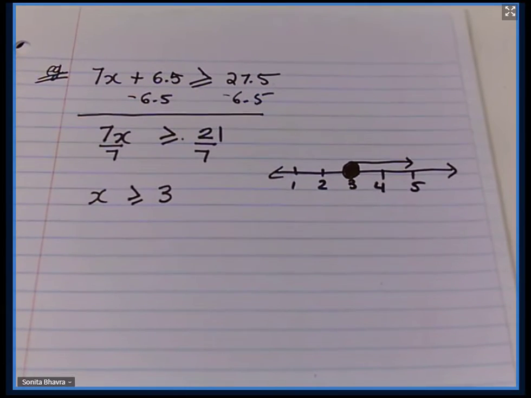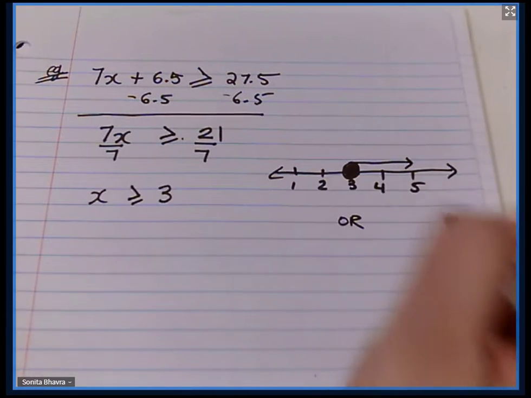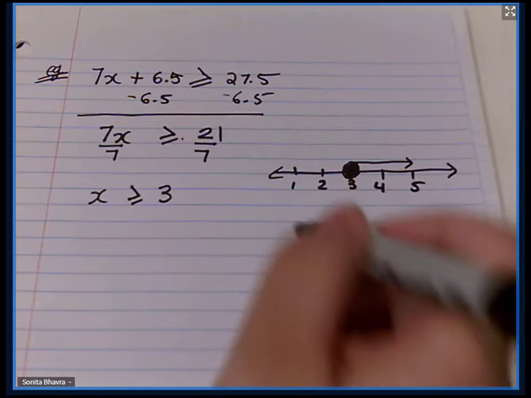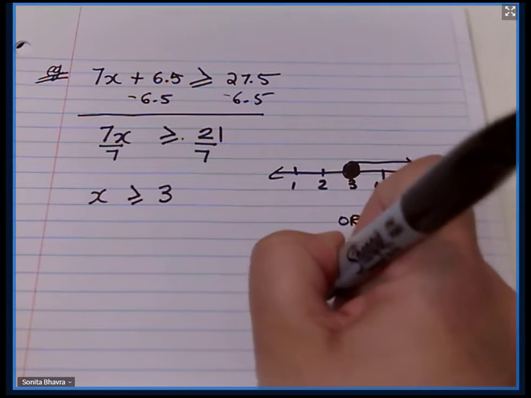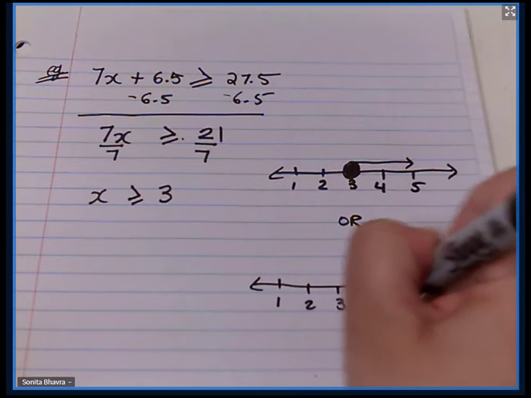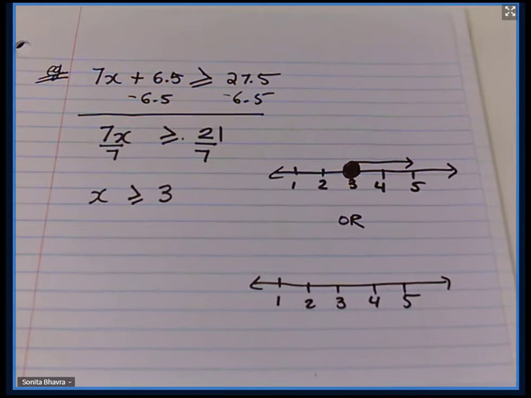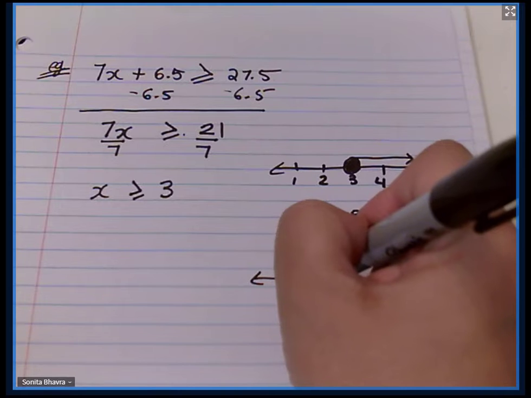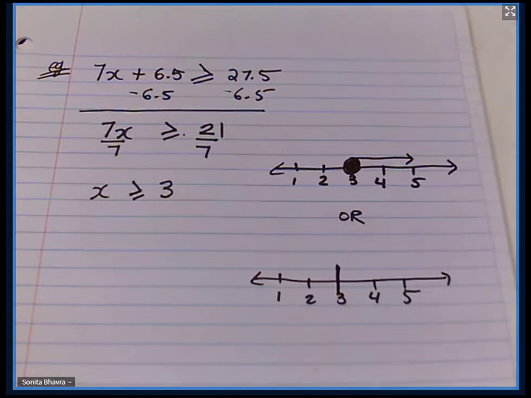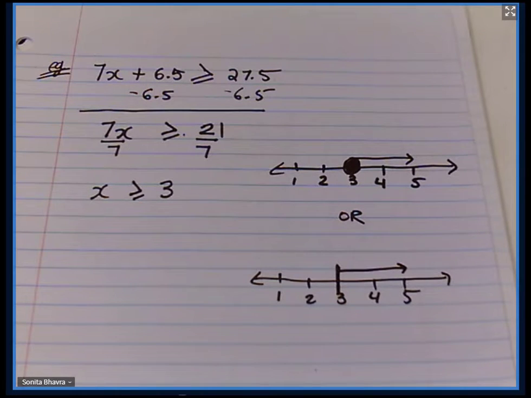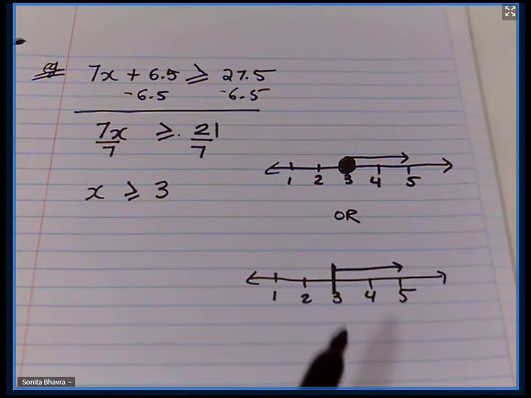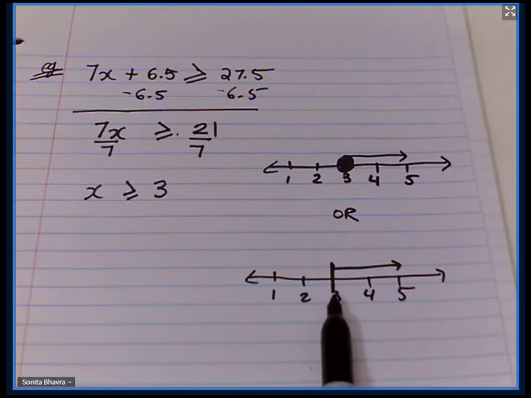The other method shown in the modules uses the same number line: 1, 2, 3, 5. This time it is shown as a straight line like that, and the arrow is still pointing to the right to show that x is greater than, but it's also including the 3. So x is greater than or equal to 3.